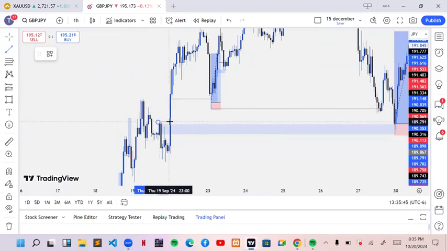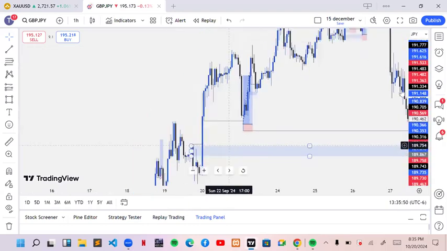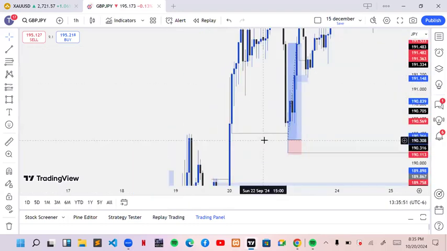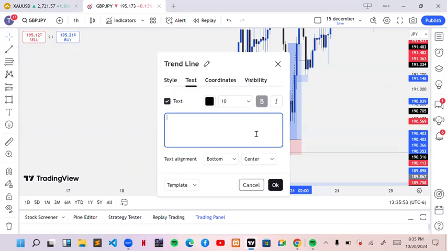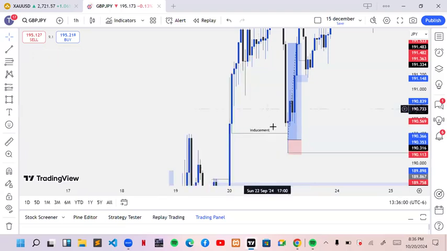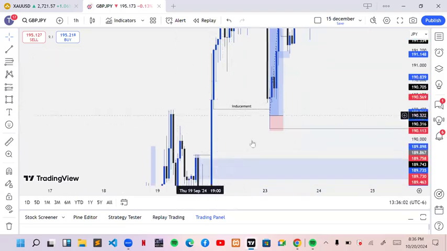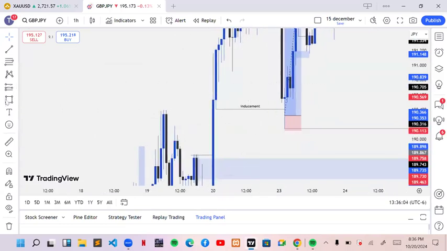So after the shift of market structure, the market made this first pullback, which is this inducement right here on the 1 hour time frame. This is our inducement, the first pullback that the market makes after the shift in market structure. So after the full pullback, this is our breaker block here.